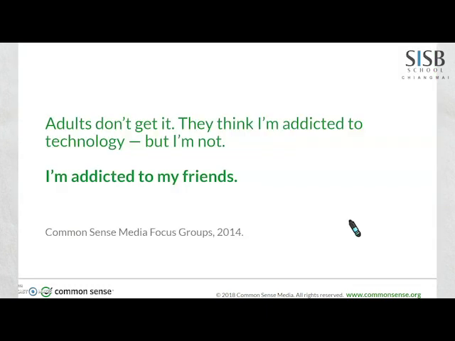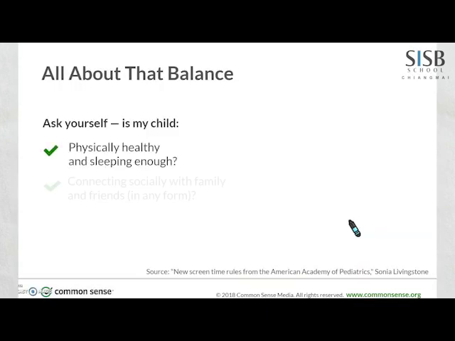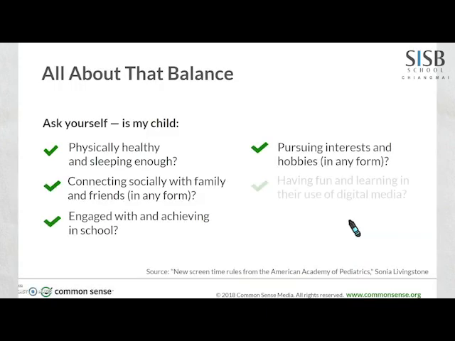Adults don't get it. They think I'm addicted to technology, but I'm not. I'm addicted to my friends, and I use technology to interact with my friends. Before, they might go to hang out in the park or hang out in each other's houses. Now they'll often stay home and hang out online, but it's because they're addicted to their friends. And it's important to get the balance right.